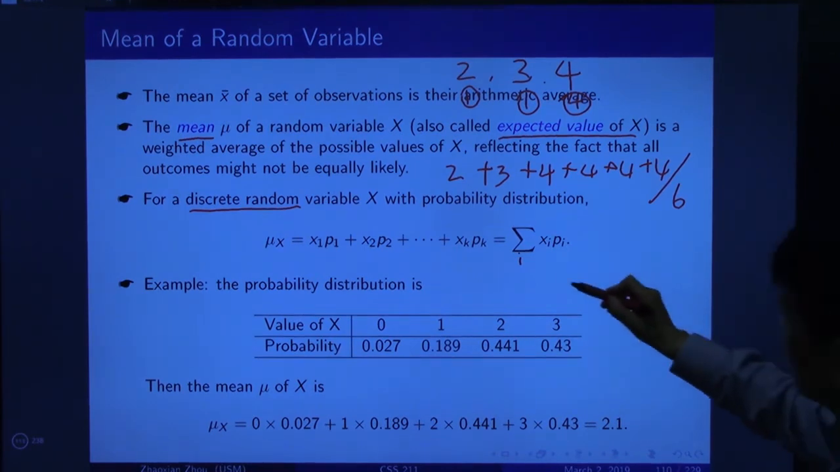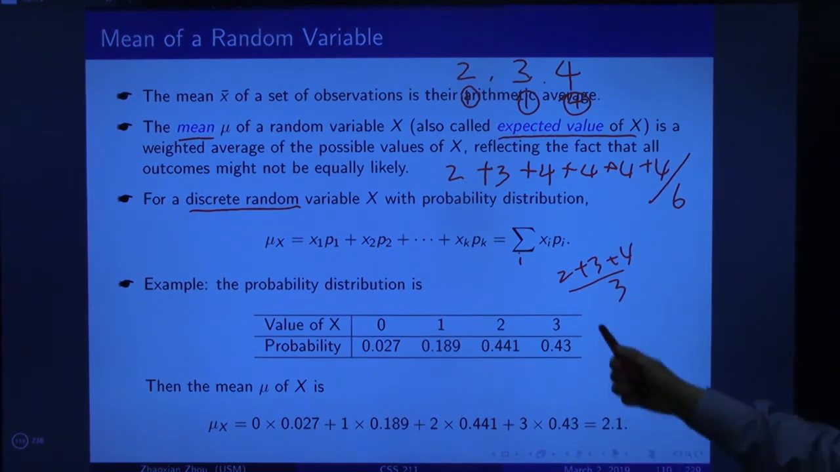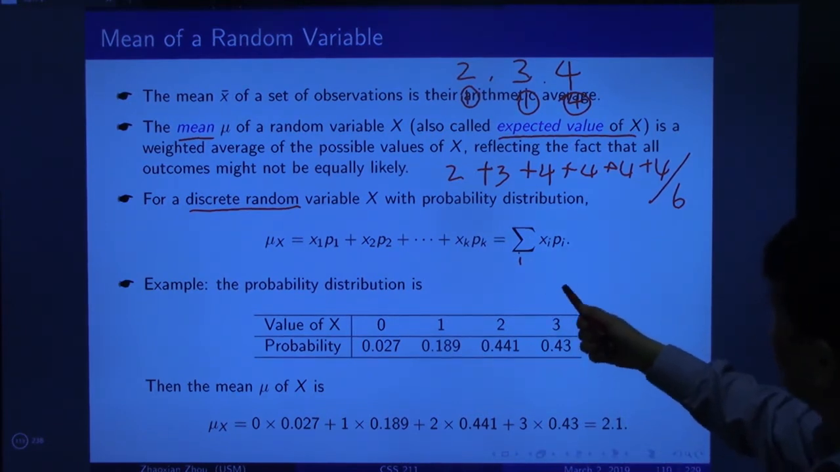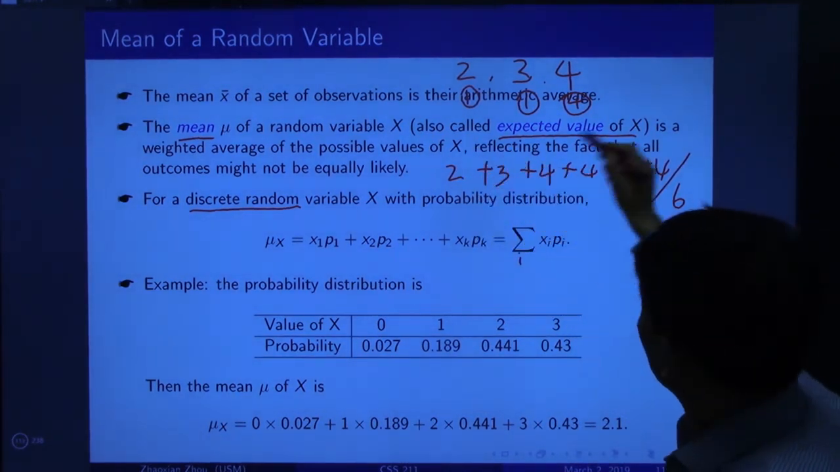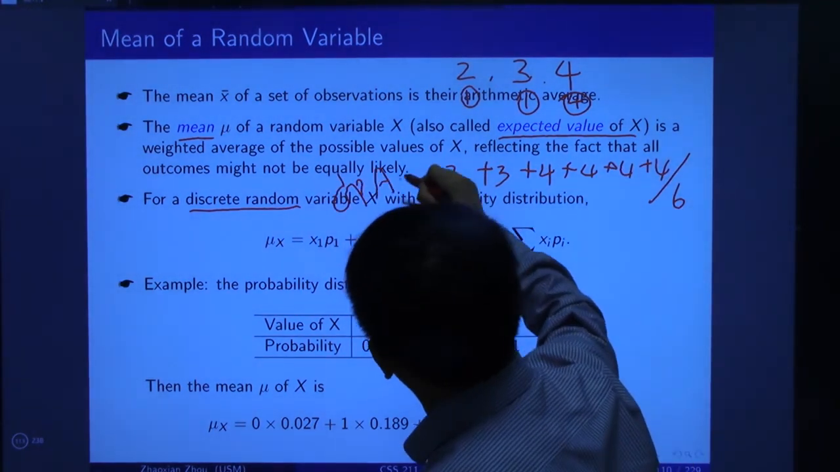You cannot just use 2 plus 3 plus 4 divided by 3. Now look at this one: add everything up together, divide by 6. That is the GPA, the correct way to do this.